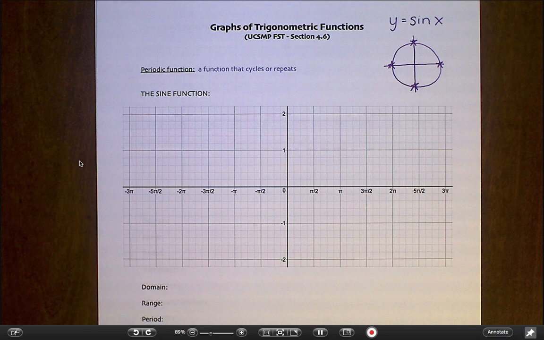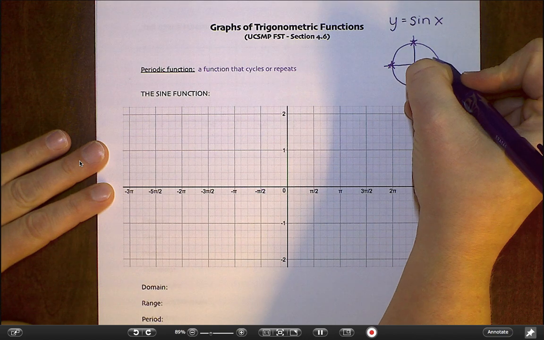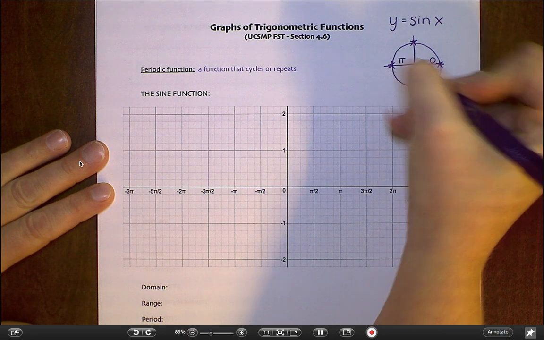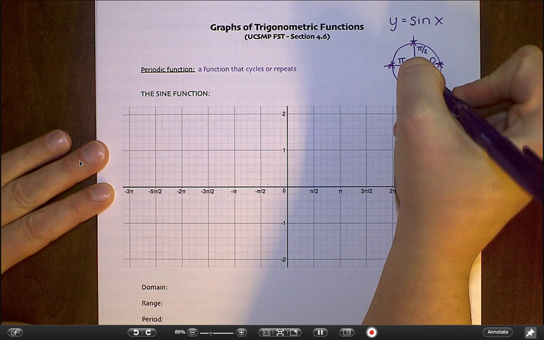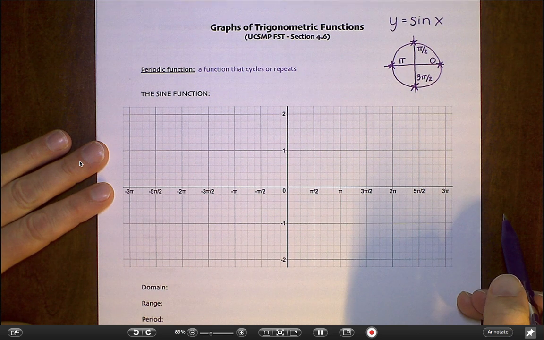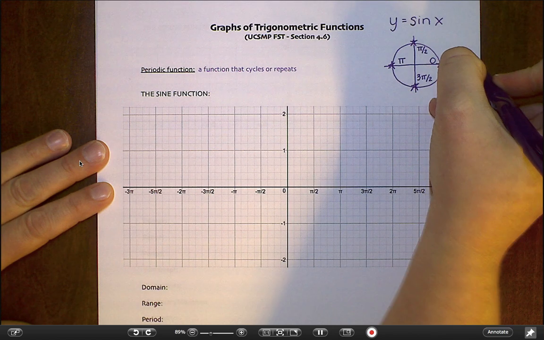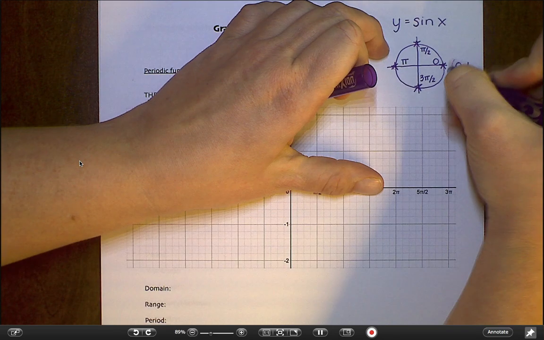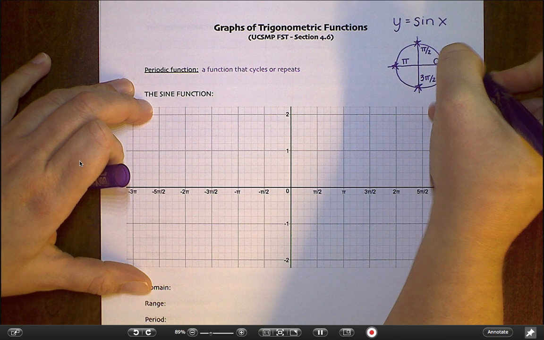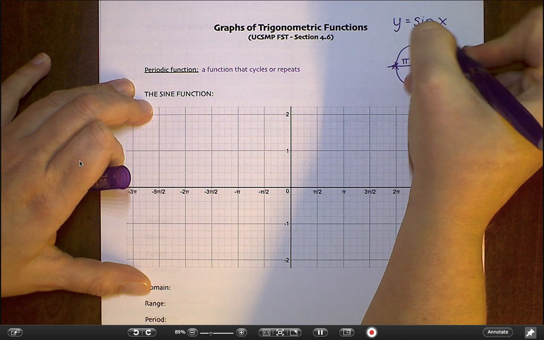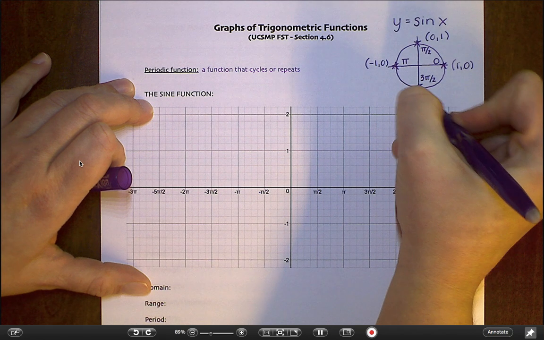So I want to think about these 4 points, and I'm thinking about them in radians. So in radians, we know this is 0 and this is pi, right? Which makes this pi over 2, and this is 3 pi over 2. And then I want to think about the sine values. Now remember, the sine values are the y coordinates. So if I think about the coordinates, oops, I wrote that backwards. Sorry about that. This coordinate would be 1, 0. This coordinate would be 0, 1. This is -1, 0, and then this is 0, -1.